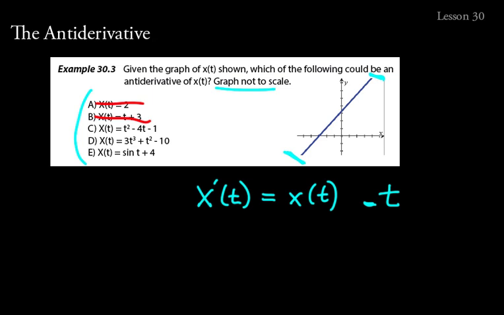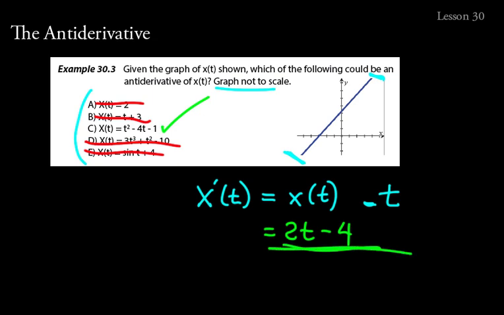D would give us 9t squared. That's a parabola shape. And then E would give us a cosine of t. So that's not a sinusoidal pattern. It must be choice C that is correct. For that one, we get 2t minus 4. We get something times t. We get a linear pattern.